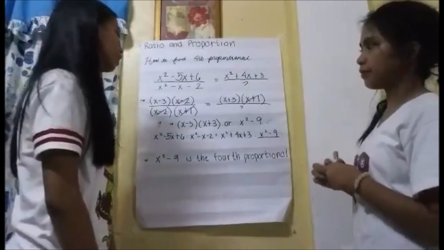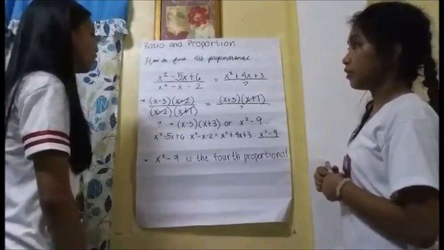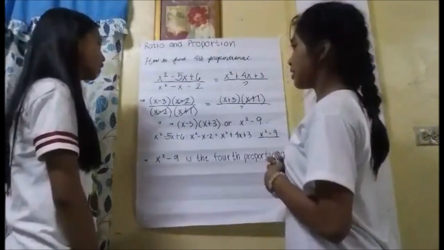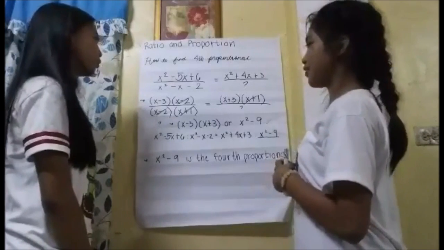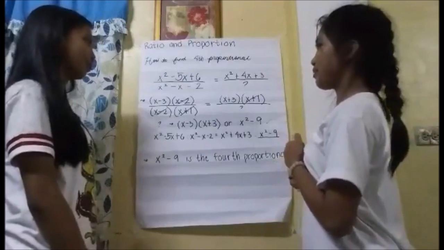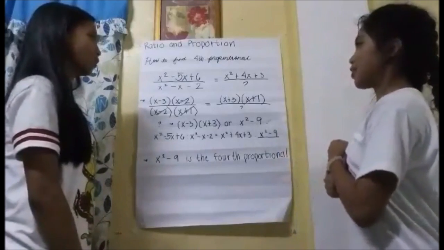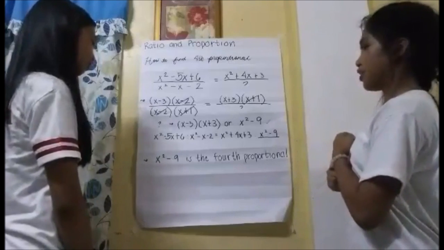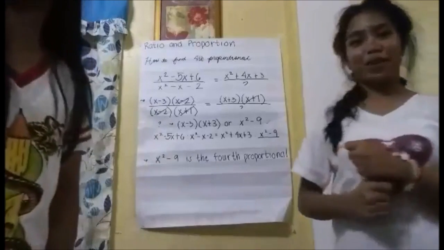So the final answer is x squared minus 5x plus 6 all over x squared minus x minus 2 is equal to x squared plus 4x plus 3 all over x squared minus 9. That's all.